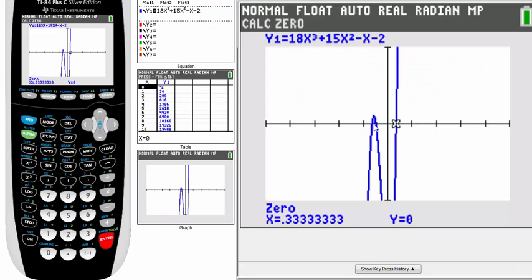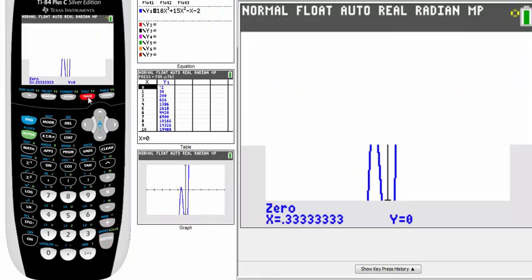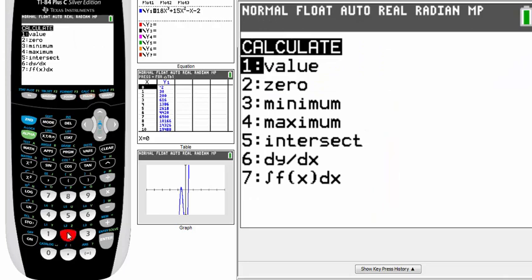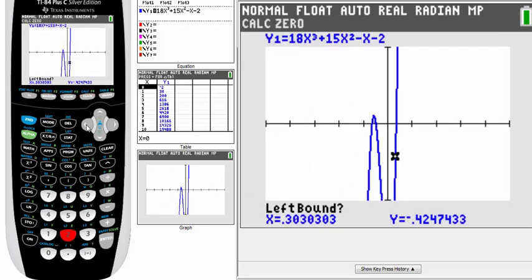I think this one's negative 2/3, so I'm going to try and find this one. So I'd go second calc. Again, I'm trying to find that 0. Now this one's going to be tough.